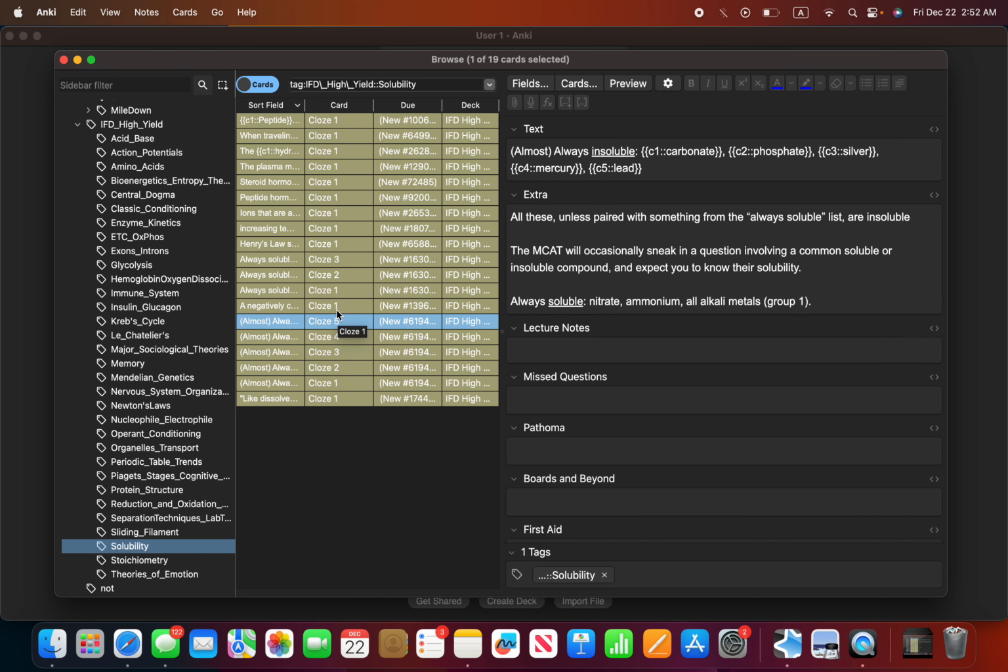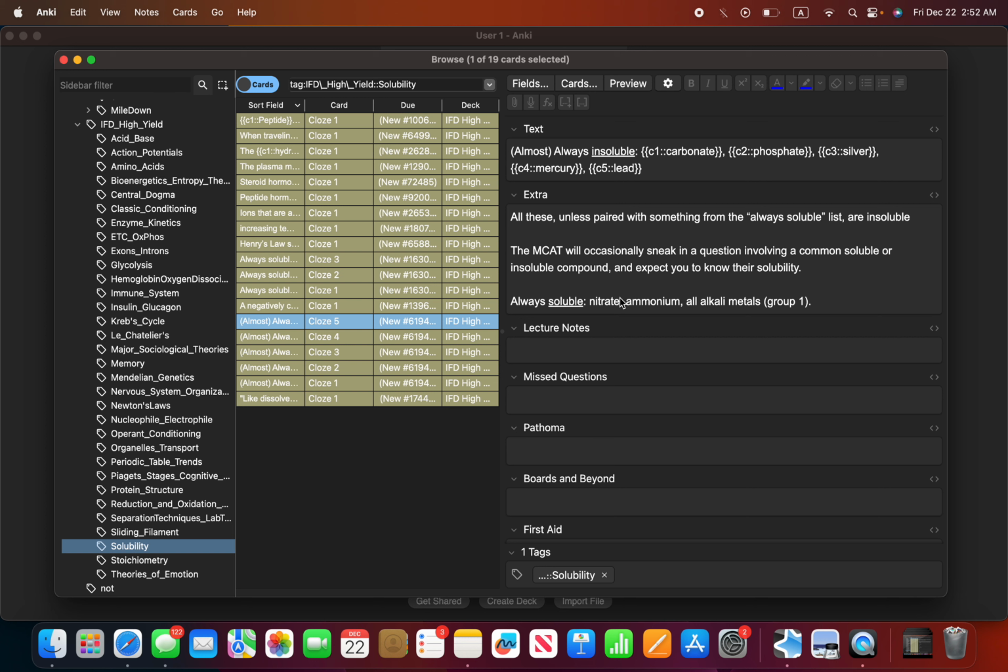However, we're talking about a solution that is reducing that. So reduction is something else. The almost always insolubles we talked about were lead, silver, mercury, and then we have the carbonate and phosphate. All these, unless paired with something from the always soluble list, are insoluble. So the MCAT will occasionally sneak in that question.